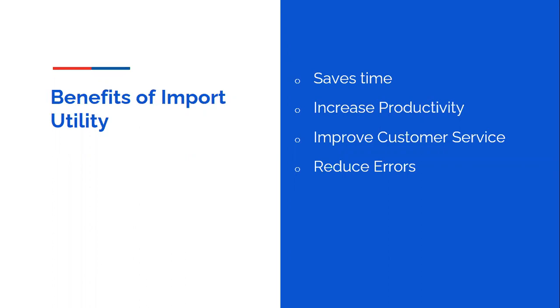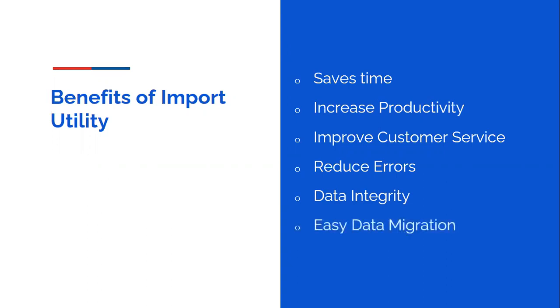Next is reduce error. If you enter the data manually in the software by looking at the Excel sheet, in such a situation, there can be a possibility of wrong data feeding. But if the data is correctly available in the Excel sheet and you are importing directly from MS Excel, then all the information will import correctly in the software and the margin of error will be reduced. So you can use this utility. The next point is data integrity. If you import the data from MS Excel, the data will import accurately, completely, and consistently.